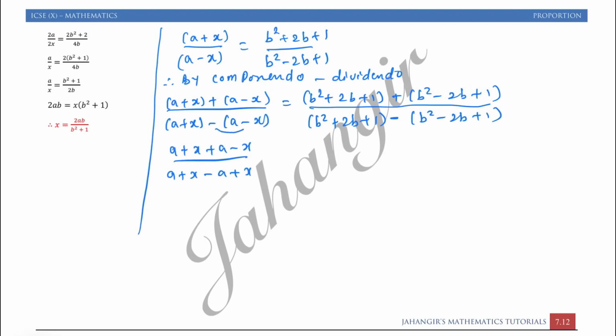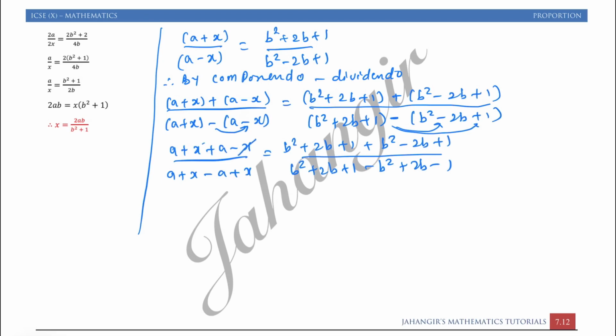When you open the bracket, make sure you are changing sign. b square plus 2b plus 1 plus b square minus 2b plus 1, whole upon b square plus 2b plus 1 minus b square plus 2b minus 1. See, the sign got changed over here and here.